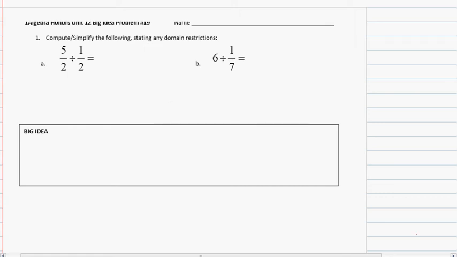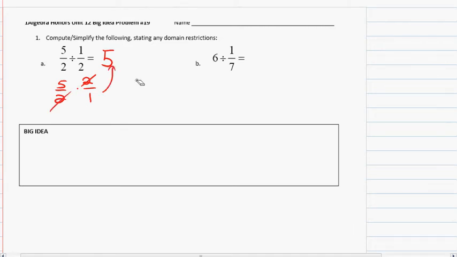Compute and simplify the following. Well, if you were to type this in a calculator, you would get 5. And many people, at this point, will have memorized some procedural rule like, oh, you flip the second one and you turn it into multiplication. Which is true, and you could simplify to get 5 over 1, which is 5.